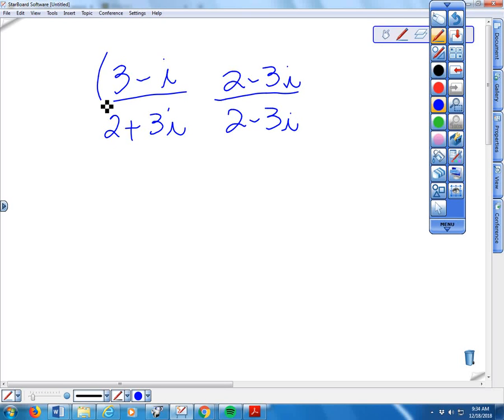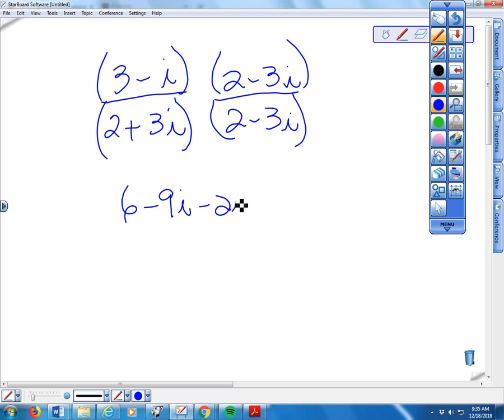Okay, and so the numerator I must FOIL. The denominator, I'm not going to have a middle term, right? So there's a trick to just figuring out what this is, but if you're not sure what that trick is, then just FOIL it yourself and you'll see. Let's FOIL the numerator. 3 times 2 is 6. 3 times negative 3i is negative 9i. Negative i times 2 is negative 2i. And negative i times negative 3i is positive 3i squared.